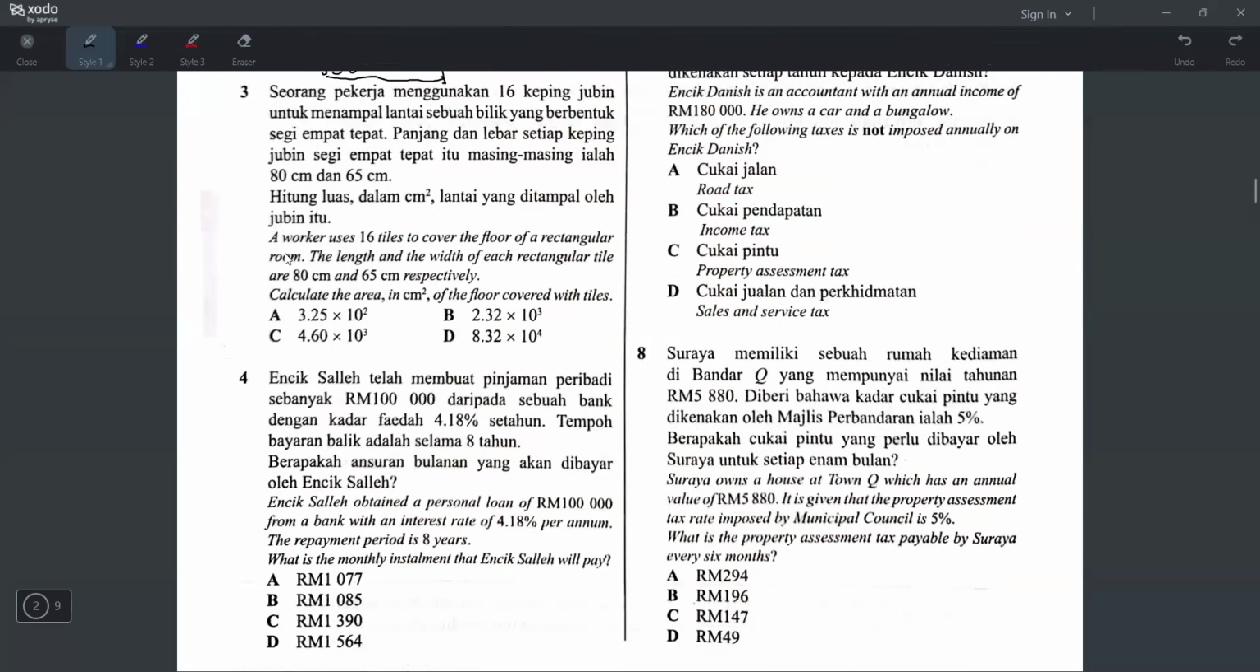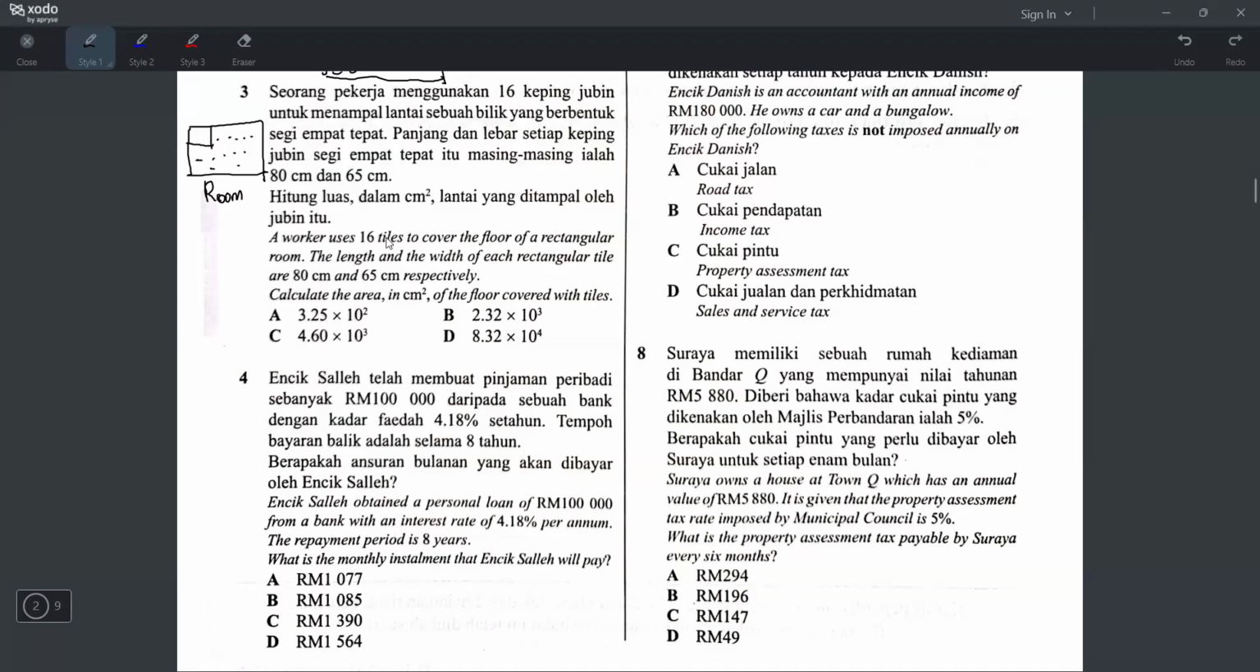Number 3. A worker uses 16 tiles to cover the floor of a rectangular room. So we have a rectangular room. I will draw it out. Rectangle, this is a room. And then we use the 16 tiles to cover the floor. So there are tiles, and there are many tiles. He places the tiles, and there are 16.